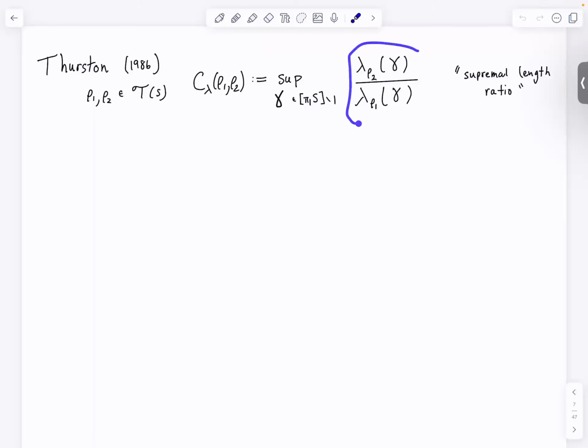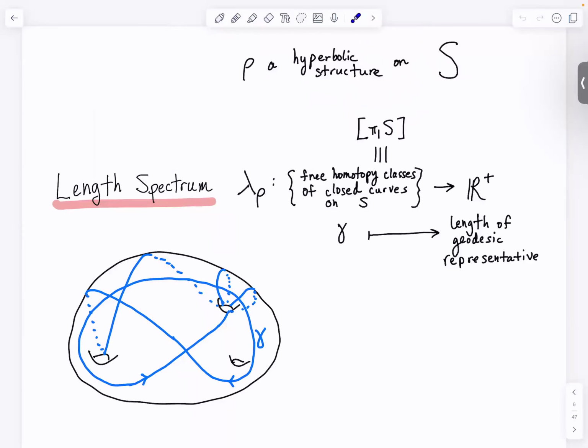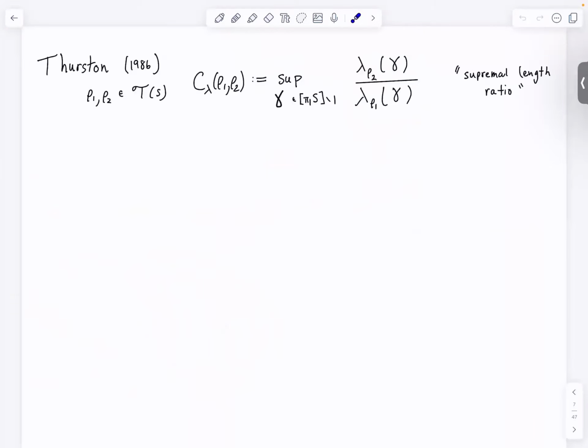So let's take the ratio lambda rho 2 of gamma over lambda rho 1 of gamma. Sorry, I guess I didn't say this out loud on the previous slide. This function is called lambda rho, the length spectrum function. So that'll always be denoted lambda sub rho. Okay, so I take lambda rho 2 of gamma divided by lambda rho 1 of gamma. That tells me how different the curve gamma looks in the two hyperbolic structures. And then I look for the most extreme that ratio can be. I take the supremum over all free homotopy classes of curves and look for the biggest discrepancy there.